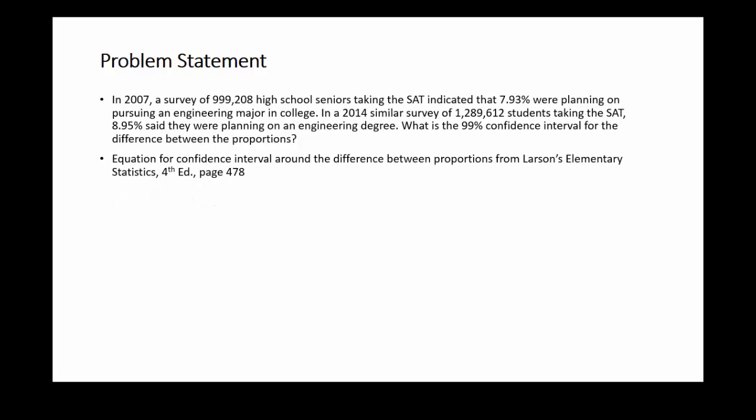Okay, we can do that the old-fashioned way by using long-established equations. Here's one that I got from Larson's Elementary Statistics, 4th edition, on page 478. And it's really straightforward. All the values in that equation we can get out of our problem statement. But it is a tedious thing to do, solve by hand using a classical calculator. We can do it much faster and easier using StatCrunch.